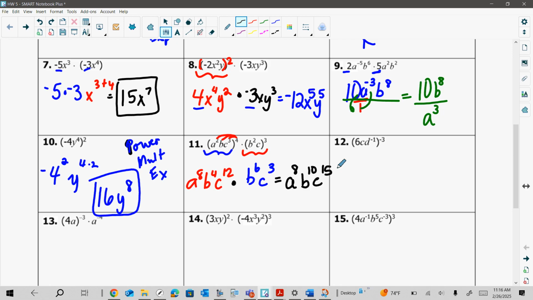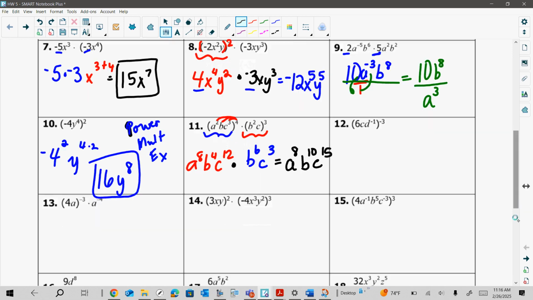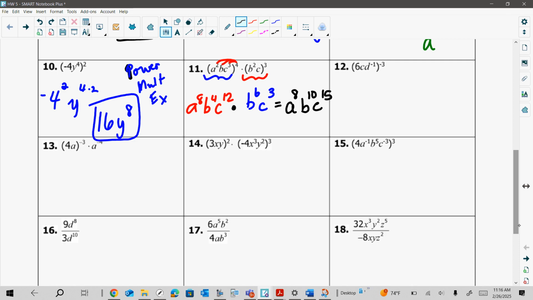All right, this is the power rule. This is just like number 10, number 12. Just like number 10. So, negative.